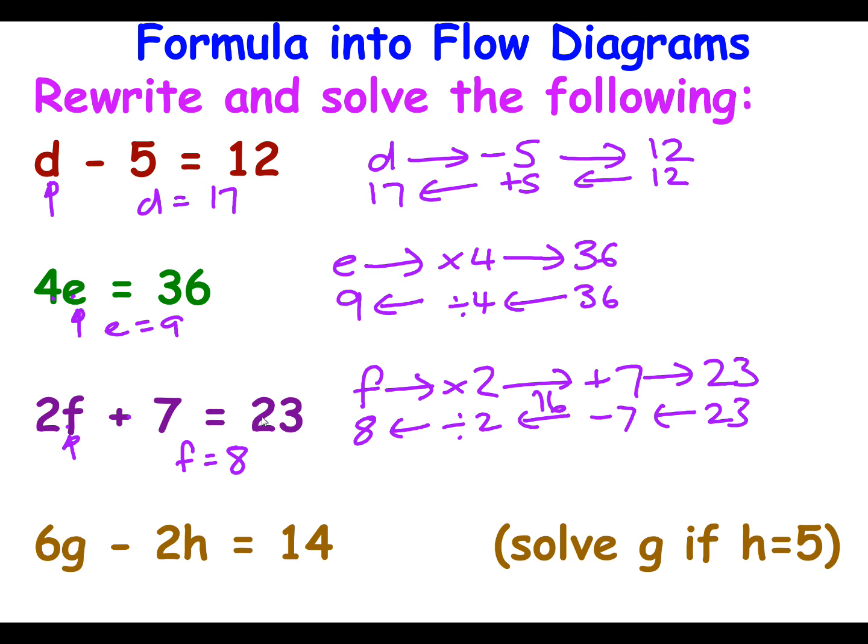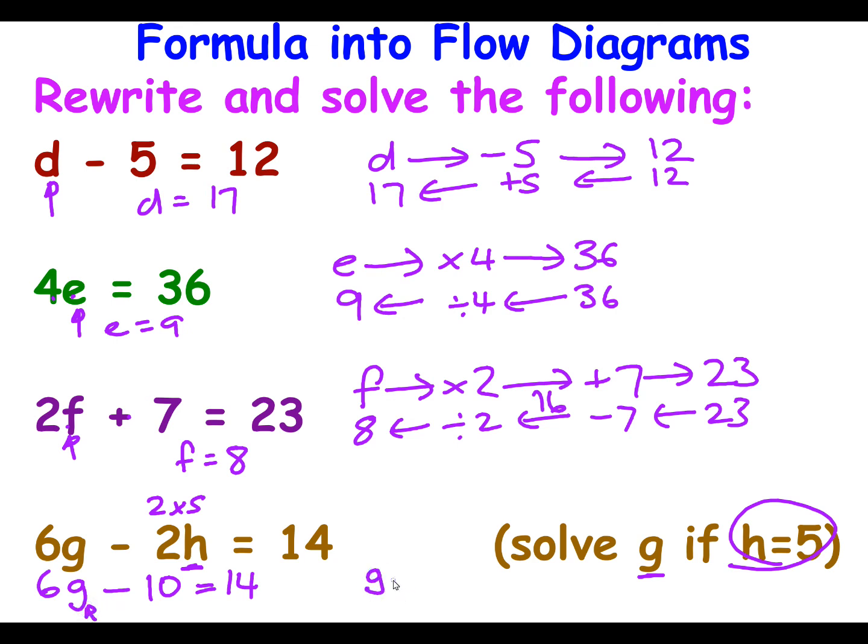And finally, where we have two variables, but one of them we're being given the value. So it's telling us solve g if h is 5. So do the substitution first. 2 times 5 is 10. So it becomes 6g minus 10 equals 14. And we need to solve it for g.